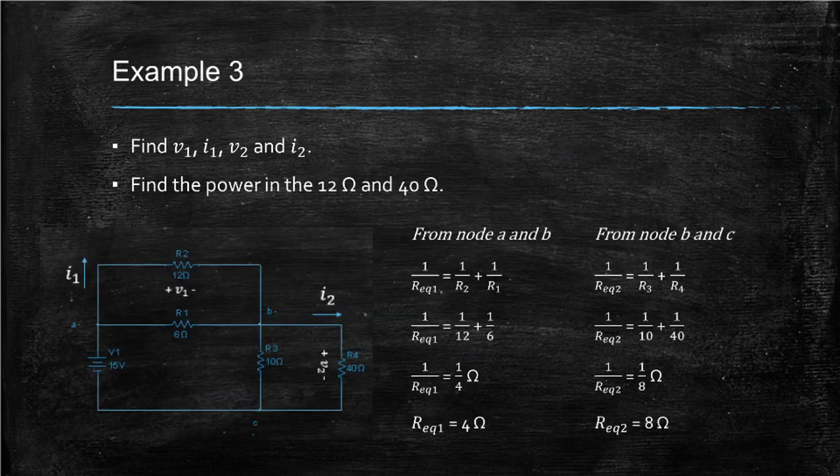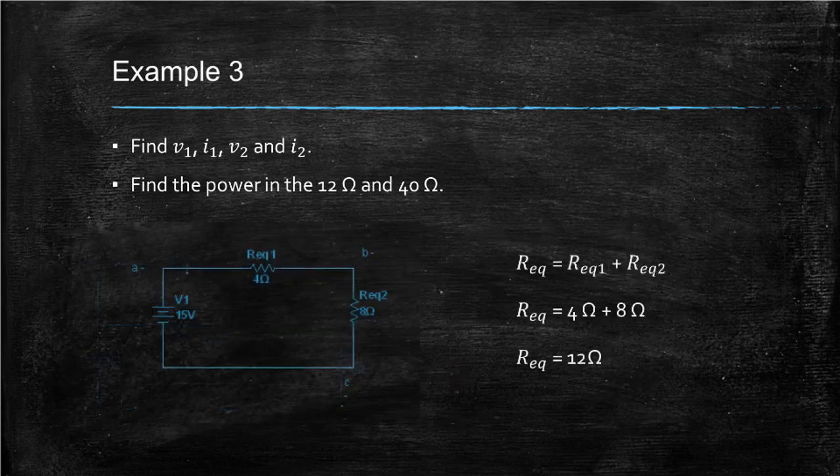Resistor 2 and resistor 1 share nodes A and B, so they are in parallel. Same for resistor 3 and resistor 4. They share node B and C. Equivalent resistor 1 and 2 share node B, so they are in series.